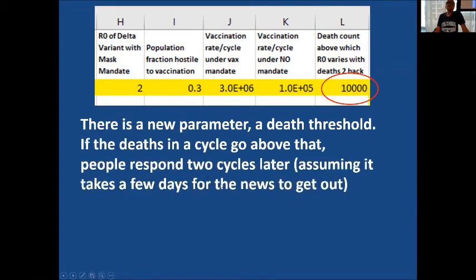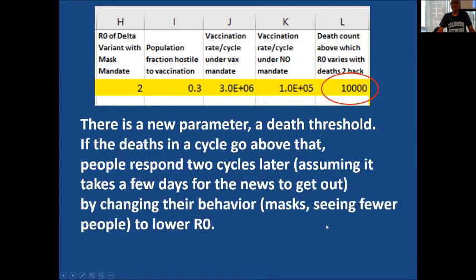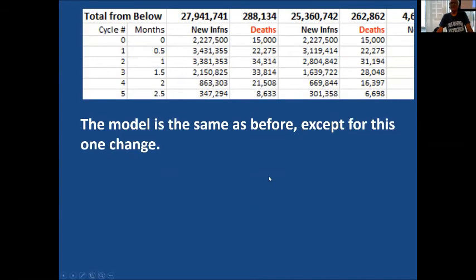people respond 2 cycles later, not immediately, because you don't know what is happening even in your state on a day-to-day basis. The state may release statistics 10 days later, whatever. So 2 cycles later, you respond, and they may start using masks, they may see fewer people, whatever, to lower it off.